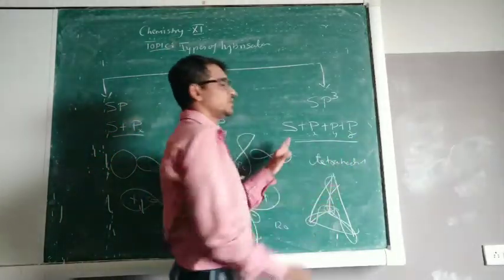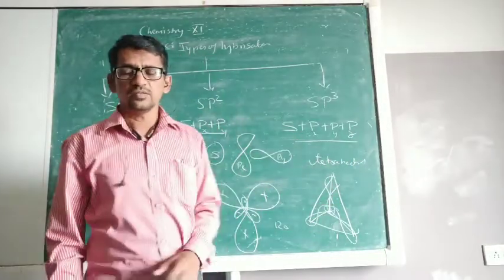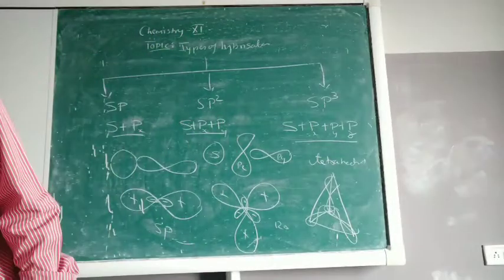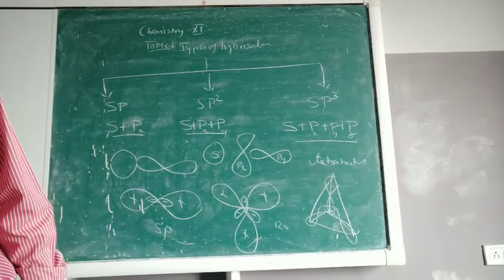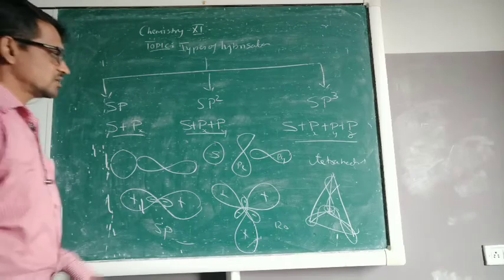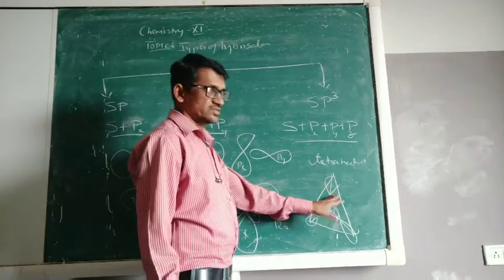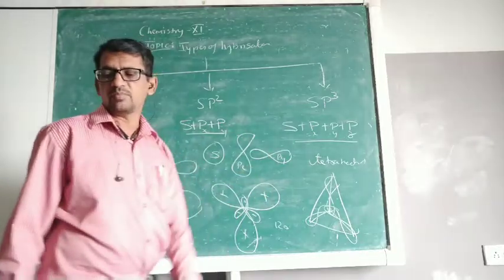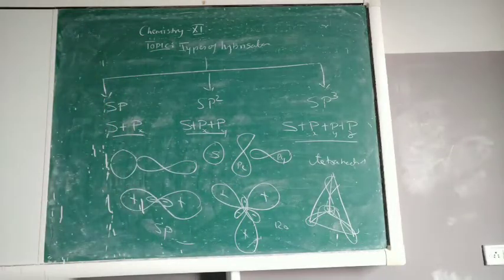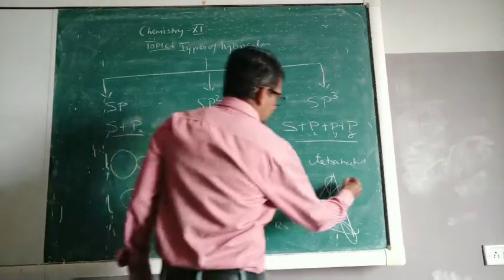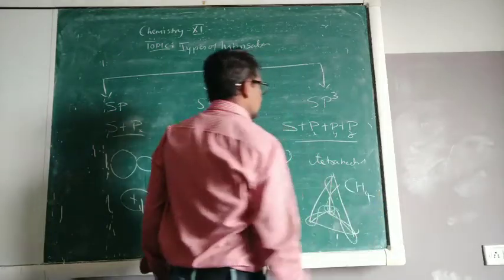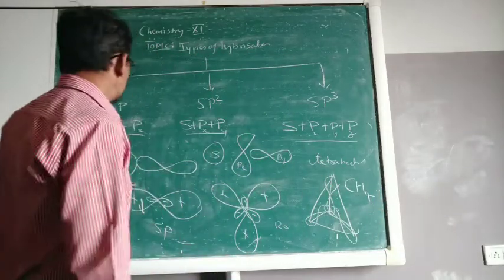Mixing of orbitals will be 1 s orbital and 3 p orbitals, which bond with each other and form a tetrahedral structure. Remember, tetrahedral structure, as for example CH4. With CH4, it is sp3 hybridization.